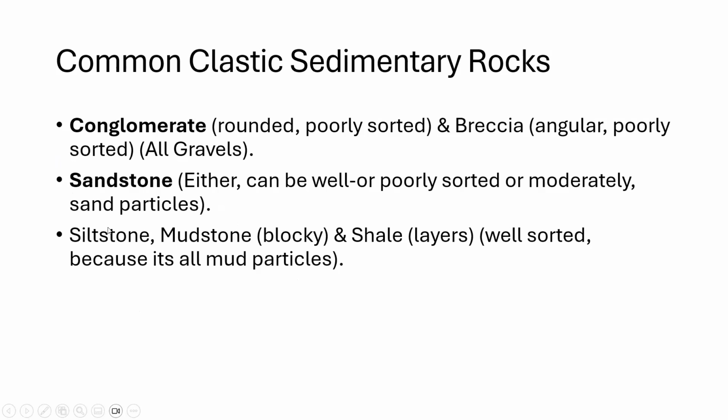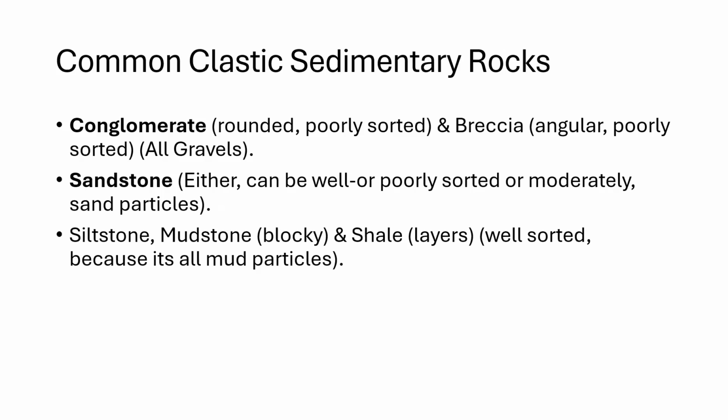And so the most common clastic sedimentary rocks that we're gonna talk about today are conglomerates. So we know conglomerates and breccia. In terms of the grain sizes, they are all gravels. And then conglomerate will have rounded clasts, and then a breccia will have angular clasts. That's the difference between the two. But in terms of sorting, all of them are poorly sorted.